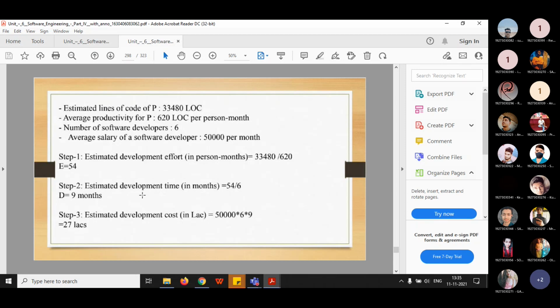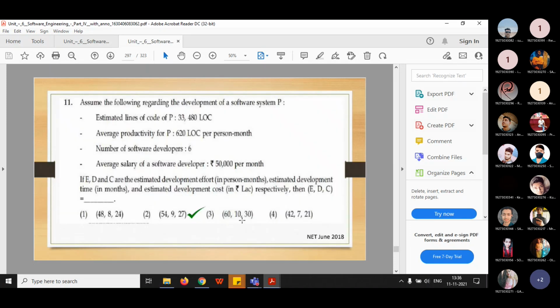After that, see cost. Cost means: you are given the total number of developers, that is 6. You have calculated how much time is required, and you know that each developer's salary is 50,000. From this you can easily calculate the development cost, that is, salary into total number of persons into the time: 50,000 into 6 into 9. So the answer is 27 lakhs. So 54, 9 and 27 is the correct answer.